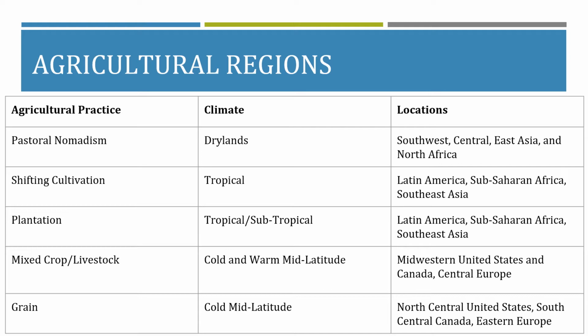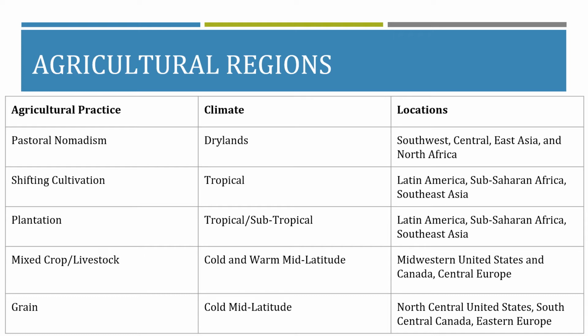Pastoral nomadism is going to be found in arid or semi-arid climates, which are dry lands. Those locations are going to be in Southwest, Central, and East Asia, and also North Africa. So basically areas around deserts. Again, we're going to see that around the Sahara Desert in North Africa, around the Arabian Desert in Southwest Asia, and around the Gobi Desert in East Asia. So that's where we find pastoral nomadism.